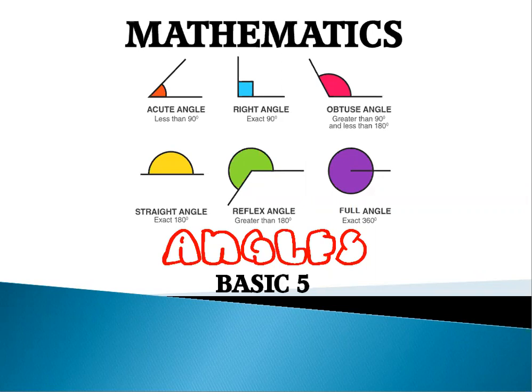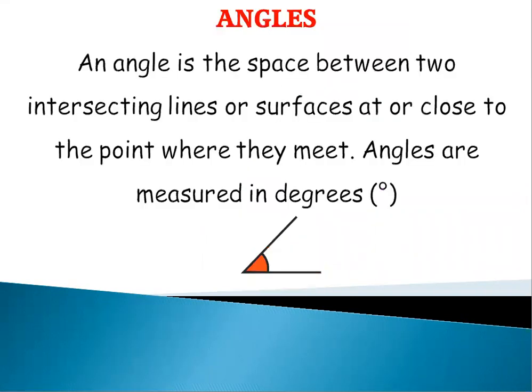Angles. So let's start by defining an angle. An angle is the space between two intersecting lines or surfaces at or close to the point where they meet. For example, look at this. This is a line meeting with another line. At this point where they meet, an angle is formed. So this is an angle. You should know that angles are measured in degrees. So that when I write my angle, I'll say 30 degrees, 90 degrees, and so on and so forth.